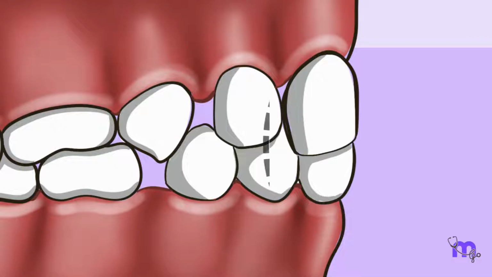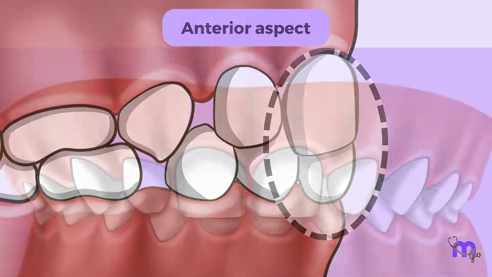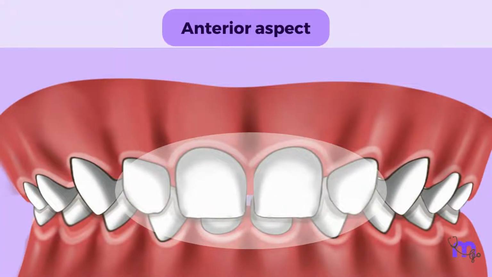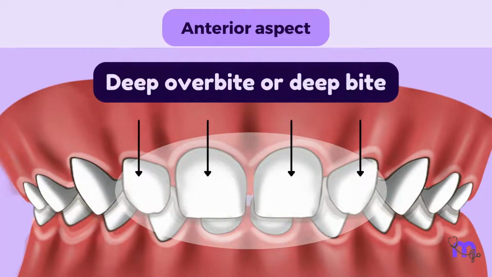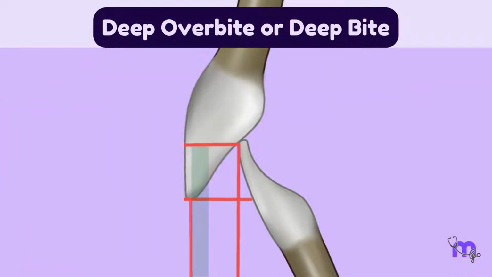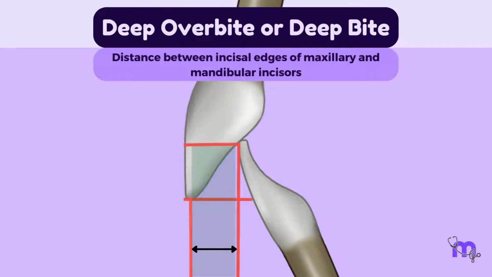Now let's move on to the anterior aspect. When viewed anteriorly, the most evident feature one notices is the deep overbite or deep bite. This is seen as soon as the anterior teeth erupt. An overbite is a vertical relationship, the distance between the incisal edges of maxillary and mandibular incisors.